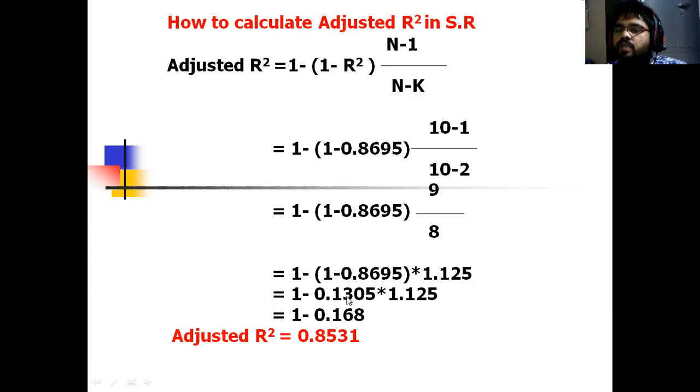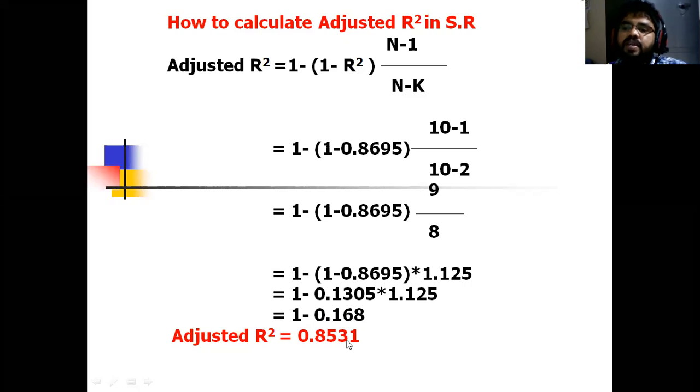1 minus 0.1305 into 1.125. So when you multiply 0.1305 into 1.125, you will get 0.168. Then after getting this value, if you subtract from 1, so 1 minus 0.168, you will get 0.853. This is the adjusted R square.